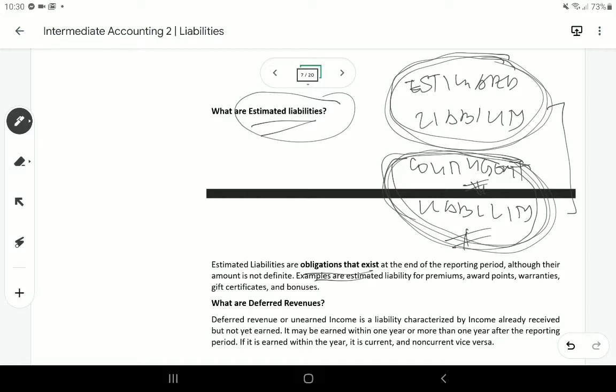Okay? Conservatism dictates that we should report it. However, if hindi talaga klaro, meaning 50-50 lang yung chances, then we should not. Okay? But, if it is highly probable, then let's say, nasa mga 80 to 90% of occurrence na mangyayari yung event, then we will report contingent liability even though hindi pa talaga klaro kung mangyayari ba talaga siya or hindi. Okay? So, an example of an estimated liability are estimated liability per premium, award points, warranties, gift certificates, or bonuses.